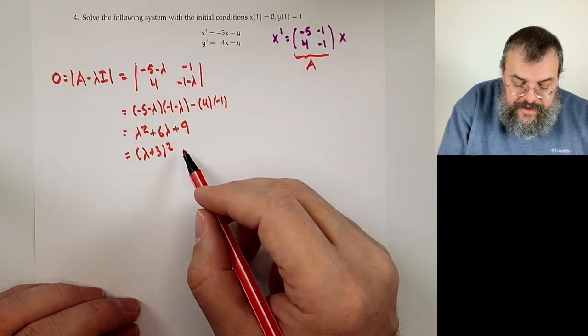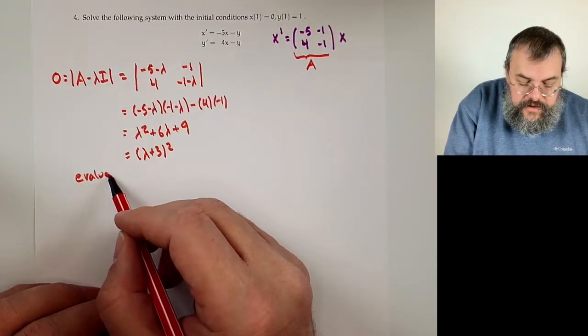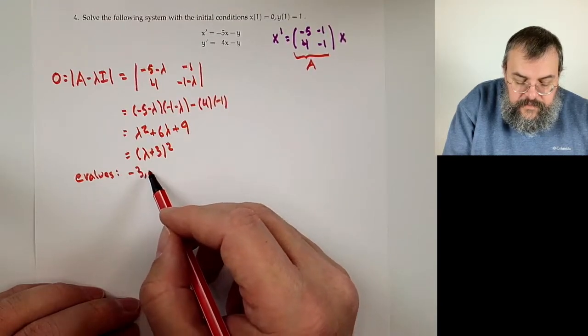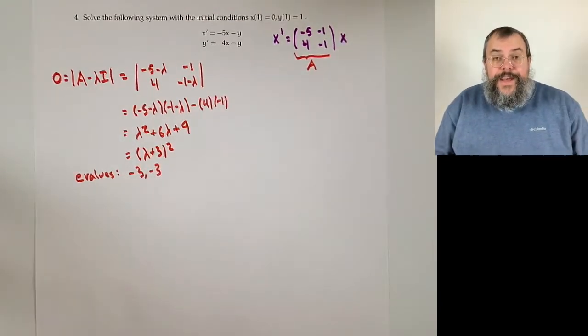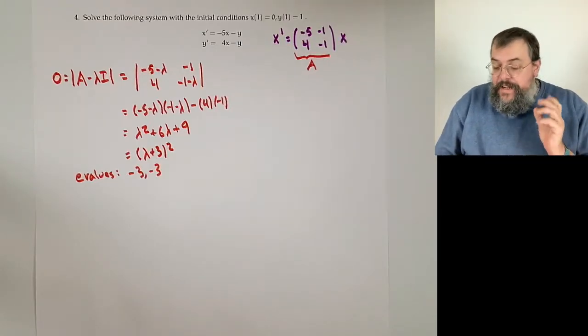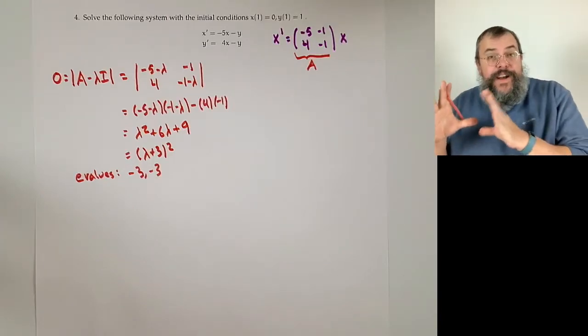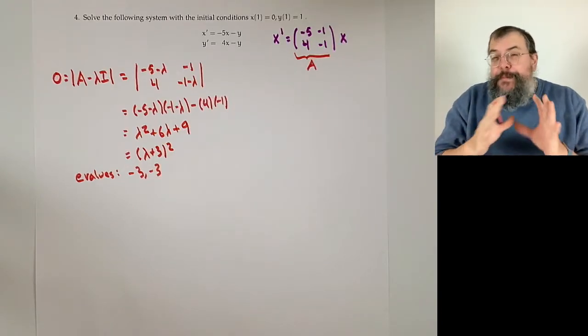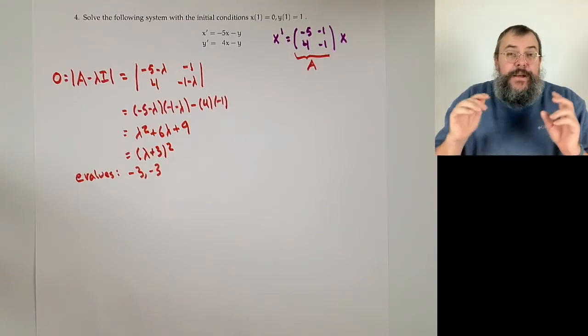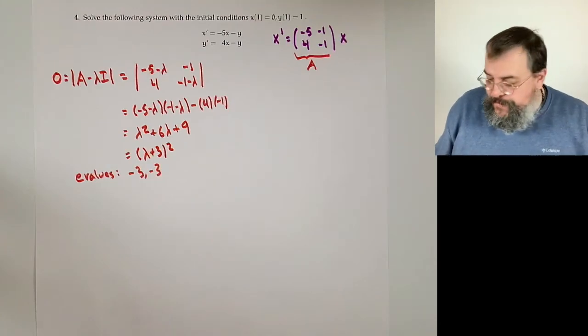Okay, so what does that say? So that says our eigenvalues are going to be -3 and -3. Okay, good. We have repeated eigenvalues. Now, you should be suspicious that if you see repeated eigenvalues, you probably are going to have to do something about not enough eigenvectors, especially if it's 2 by 2.